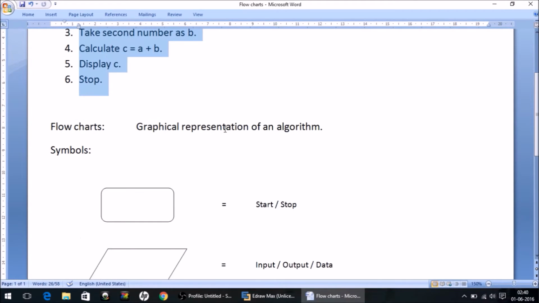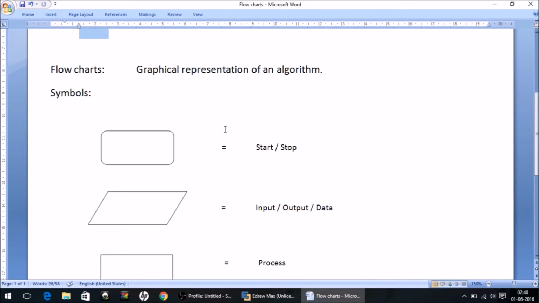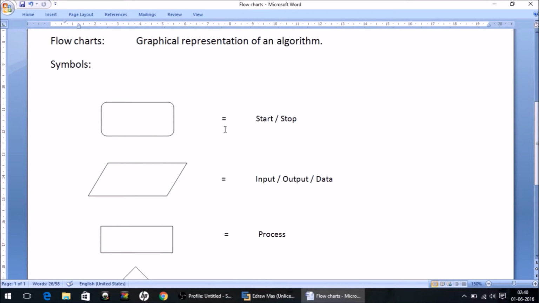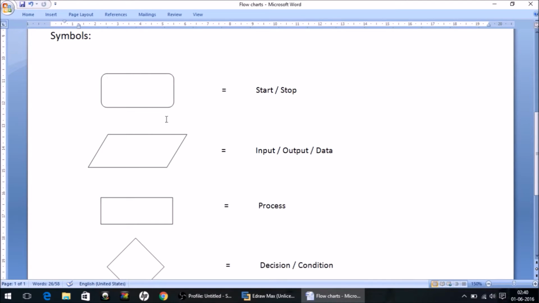So, what symbols are used to design flowcharts? Let me explain one by one. As such, there are many symbols in flowcharts, and the topic can go much deeper than this. But in this lecture, I am covering only basic symbols, so that you understand the concept well. The first symbol that you should understand is a rounded rectangle, which we use to indicate start or stop. Second symbol is the parallelogram. You can see it is used for input, output, or simply data.